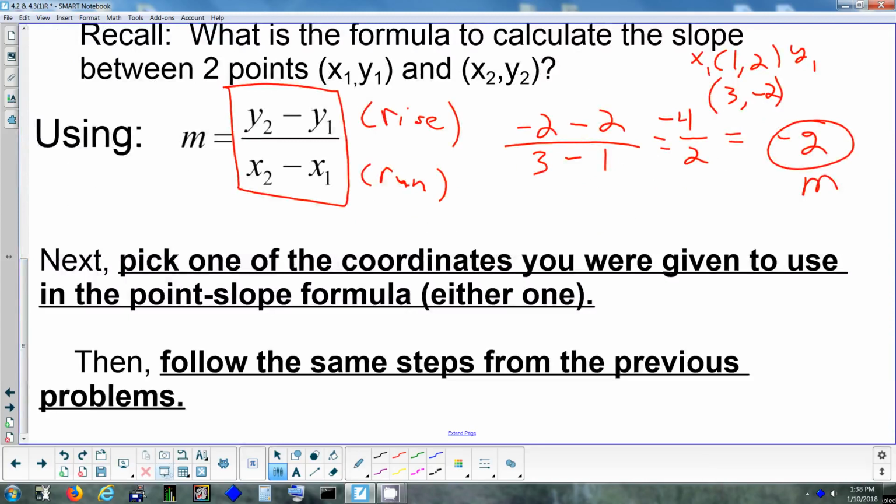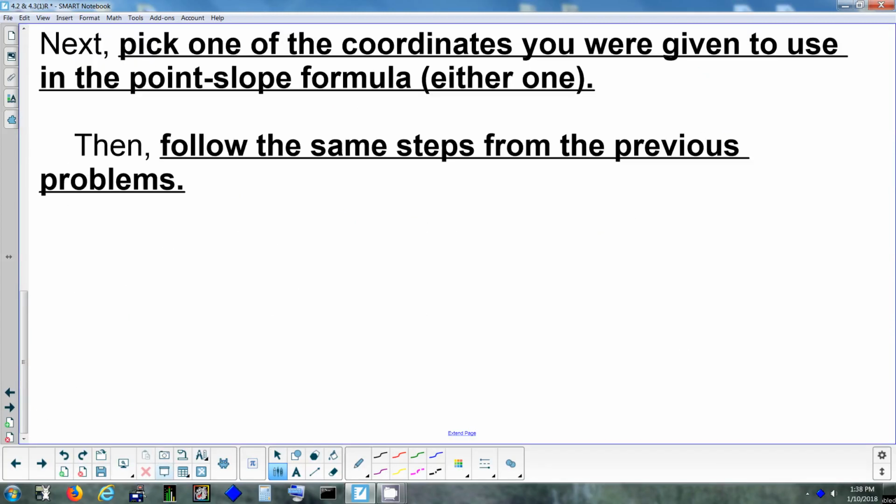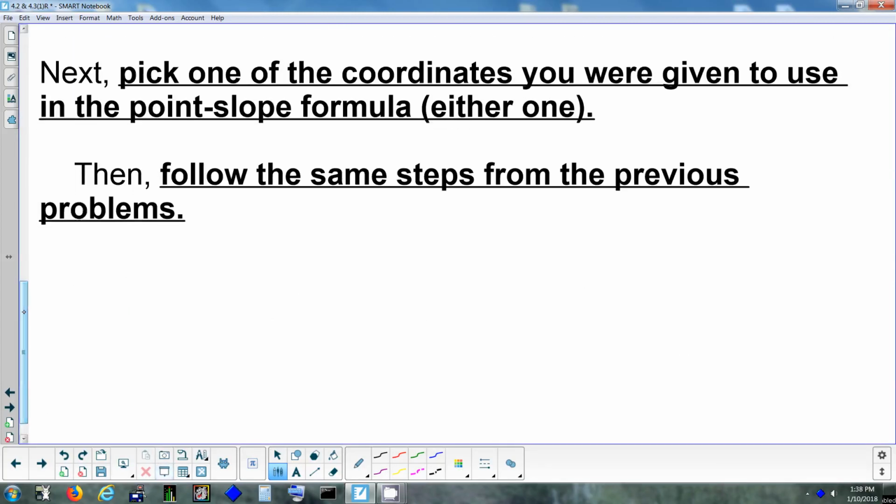And then guys, now we have the slope, so you can follow the same steps as what you did before. Just make sure you scan it. Okay, let's fill this in.